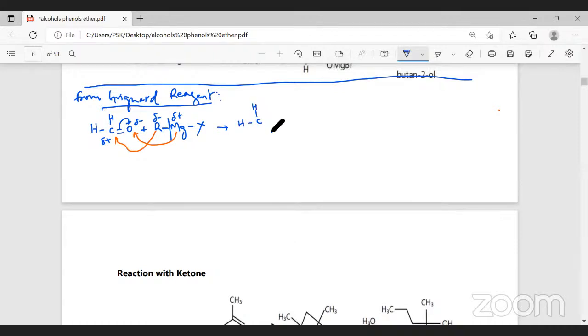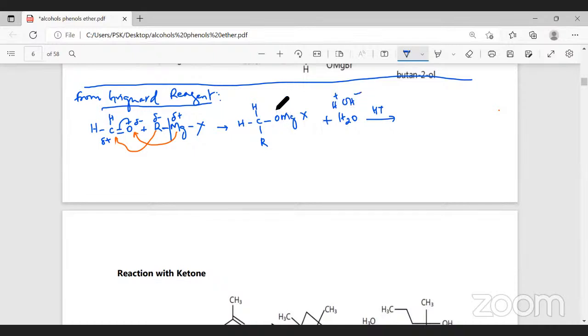That is HCH. Now this pi bond is already broken. So you get OMgX and you have R. This is an intermediate compound. This intermediate compound, when you hydrolyze in the presence of an acid, hydrolysis, we can write H plus and OH minus.